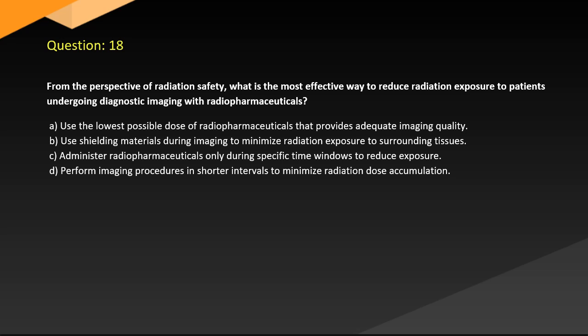Question 18. From the perspective of radiation safety, what is the most effective way to reduce radiation exposure to patients undergoing diagnostic imaging with radiopharmaceuticals? A. Use the lowest possible dose of radiopharmaceuticals that provides adequate imaging quality. B. Use shielding materials during imaging to minimize radiation exposure to surrounding tissues. C. Administer radiopharmaceuticals only during specific time windows to reduce exposure. D. Perform imaging procedures in shorter intervals to minimize radiation dose accumulation.